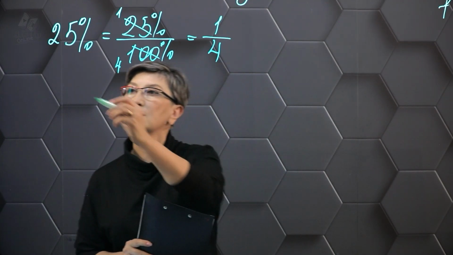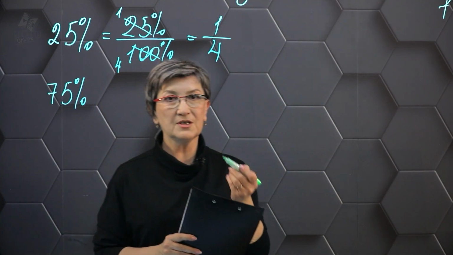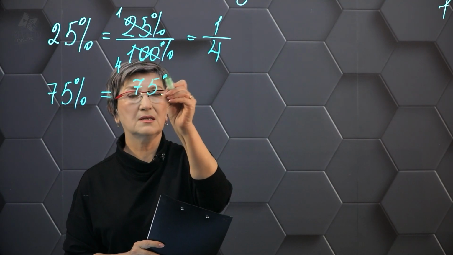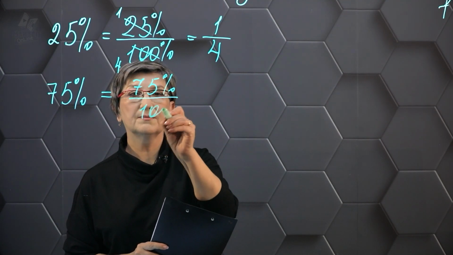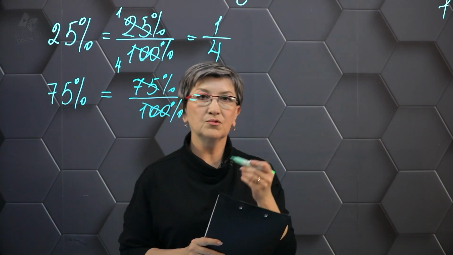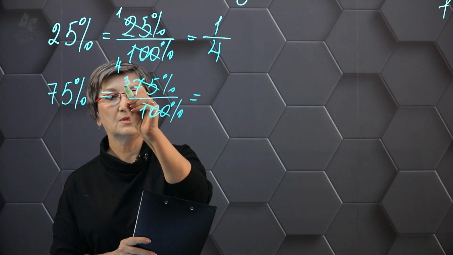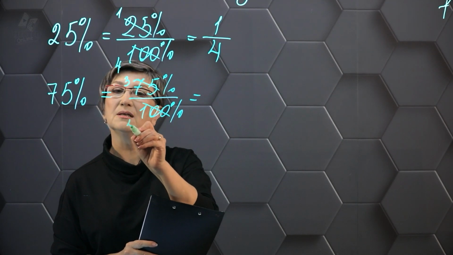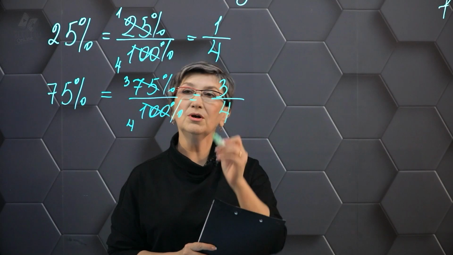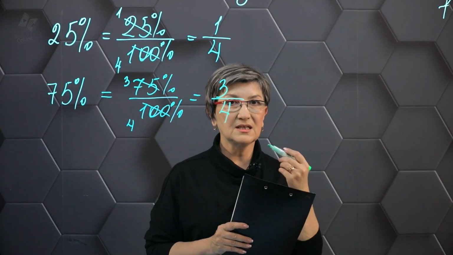Well, now let's translate 75% and write it down as a fractional number. What am I going to do? I'm going to divide 75% by 100. Then 75 out of 100 I will divide by 25. 75 divided by 25 is 3, and 100 divided by 25 is 4. The result is the fractional number 3/4. 75% turns out to be 3 parts out of 4 parts.